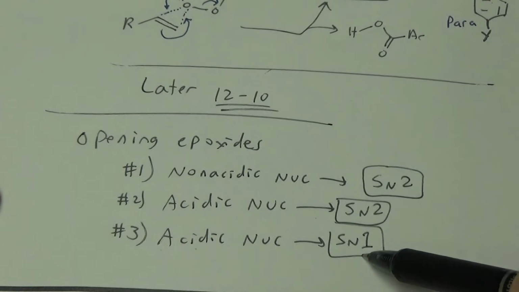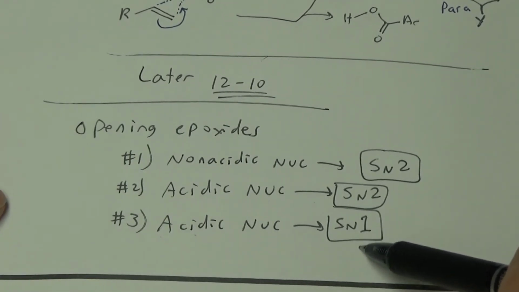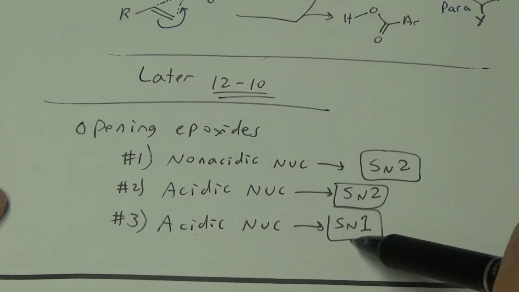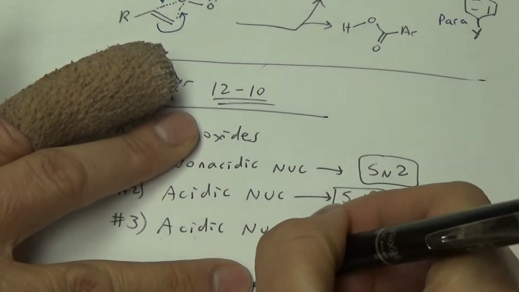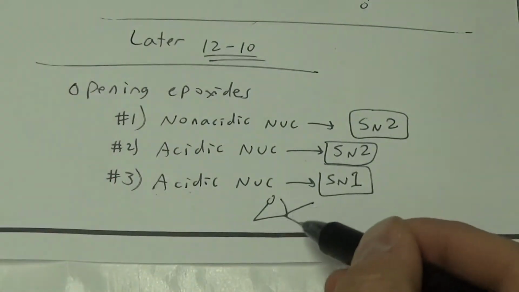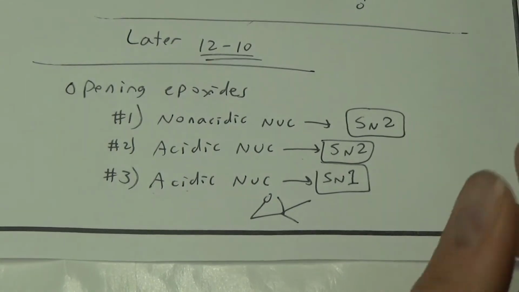I'll give you a hint. When does SN1 always seem to happen? Is it primary, secondary, tertiary? It's always going to be on tertiary. So it'll be some epoxides that look like this, which has a tertiary carbon. These, with acidic nucleophiles, are going to be SN1 style. All right.